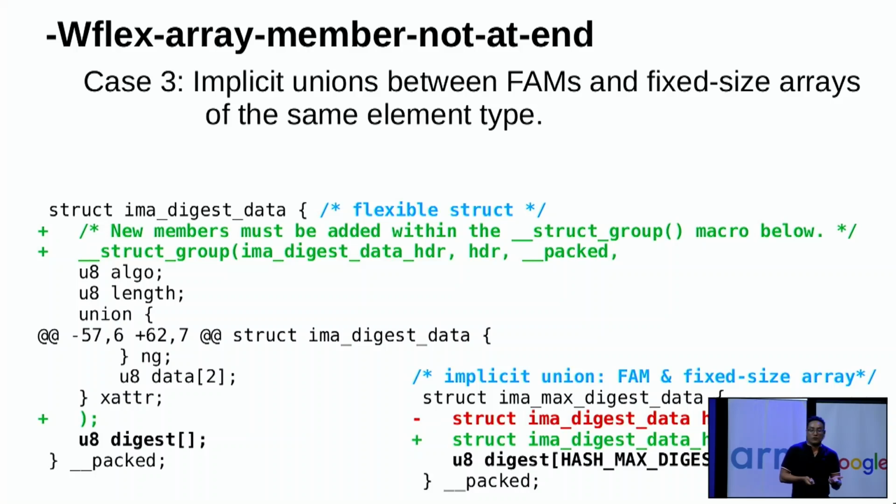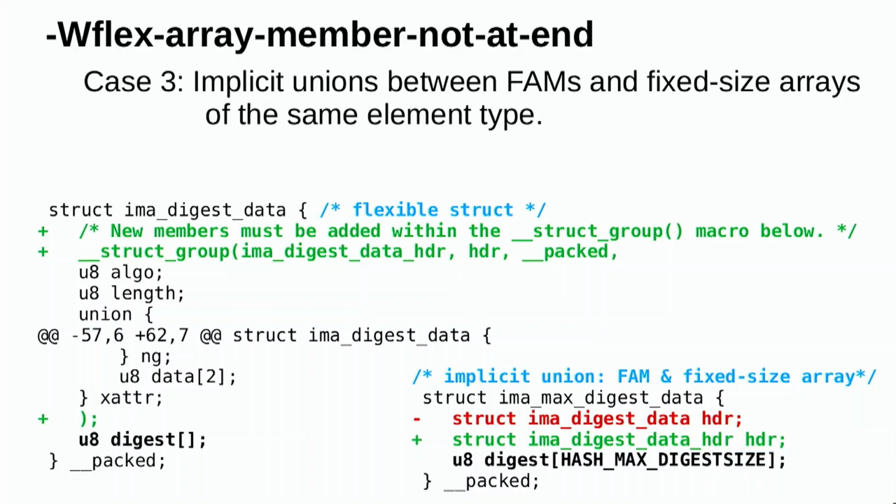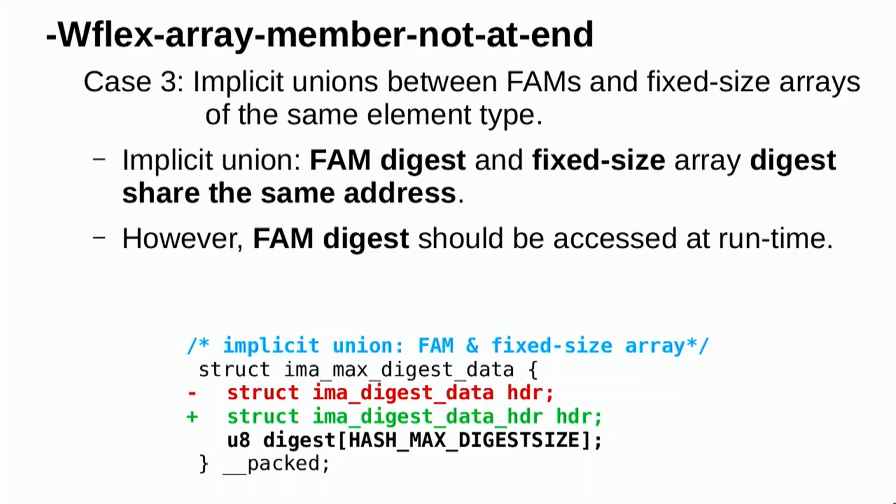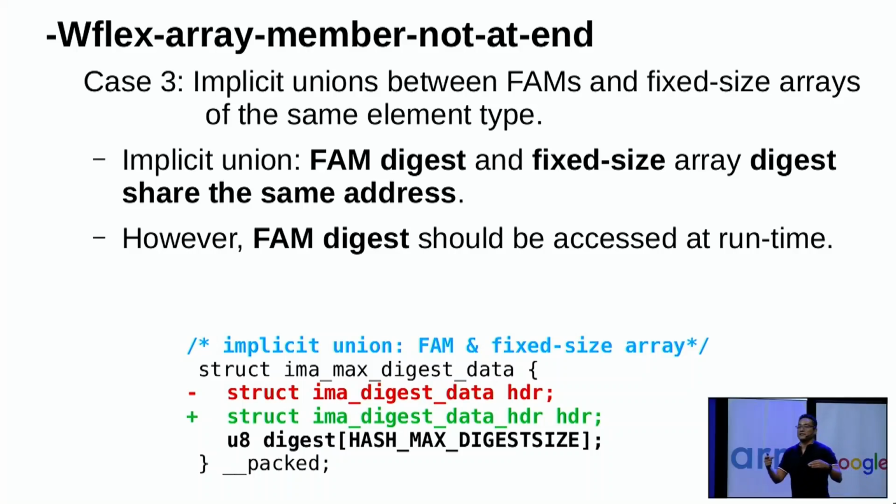However, sometimes people are using implicit unions with flexible array members and other arrays of concrete size. So here we have an example. On the left, we can see an implicit union. We have a flexible structure, and just immediately following it, we have an array of a concrete size, of the same type as the flexible array member, right? So what happens is that basically the flexible array member and the concrete size array share the same address, right?